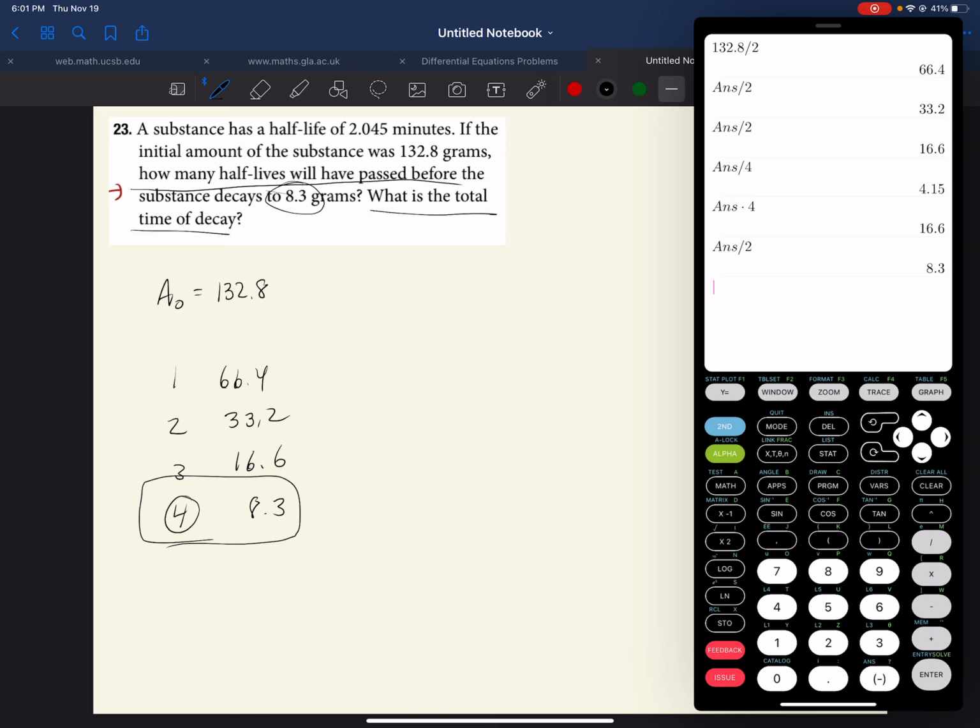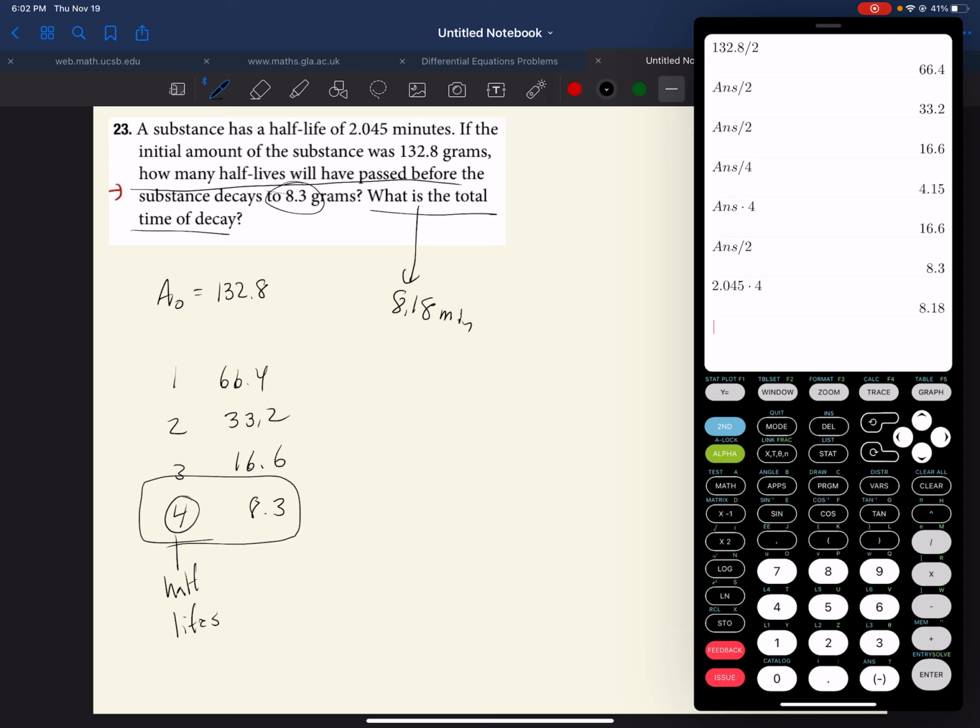What's the total time it takes to decay? Well, here's the deal. If you know it's 4 half-lives, and you know each half-life is 2.045 minutes, then if you took 2.045 and multiplied it by 4, you would get that the answer to this part is 8.18 minutes. And this is 4 half-lives. So it takes 4 half-lives for it to go from 132 grams to 8 grams, basically.